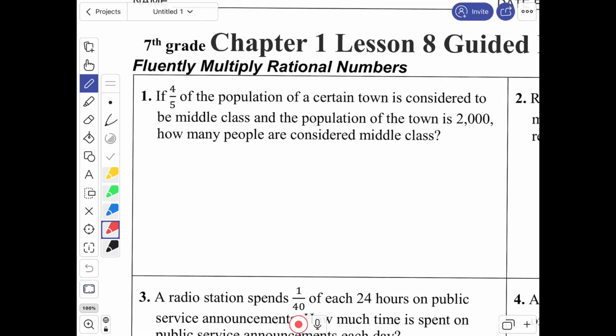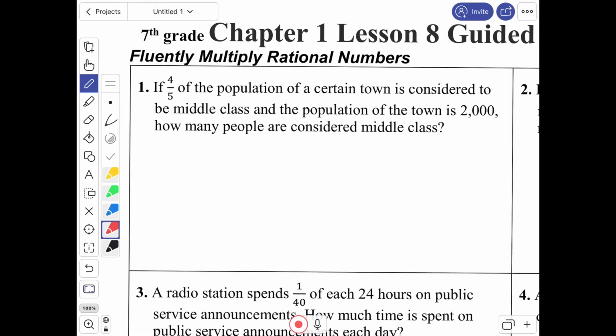Let's look at some examples on the guided practice. Number 1 says, if 4/5 of the population of a certain town is considered to be middle class, and the population of the town is 2,000, how many people are considered middle class? That word of usually means to multiply, so we want 4/5 of the population, and the population is 2,000, so 4/5 times 2,000. To make 2,000 into a fraction, we want to put a 1 underneath it.